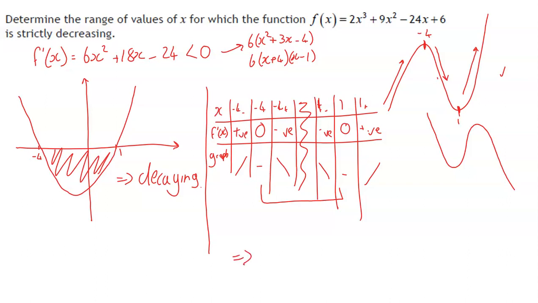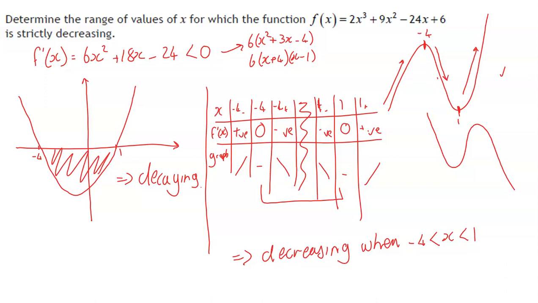So what I can then say is, fine, it's decreasing. So what's the condition I want? It's decreasing, and that's when negative 4 is less than x is less than 1. Now you notice I've put strictly less than and strictly more than. The reason being, it doesn't include it. If I include negative 4, I have values of 0. So it's not decreasing at those values, it's actually stopped.